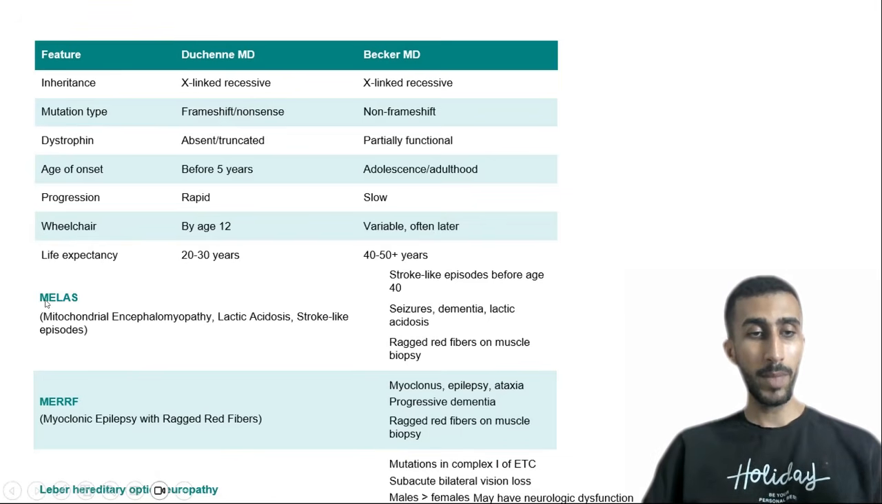So MELAS: ME, mitochondrial encephalomyopathy. This refers to stroke-like episodes before the age of 40, seizures, and dementia.